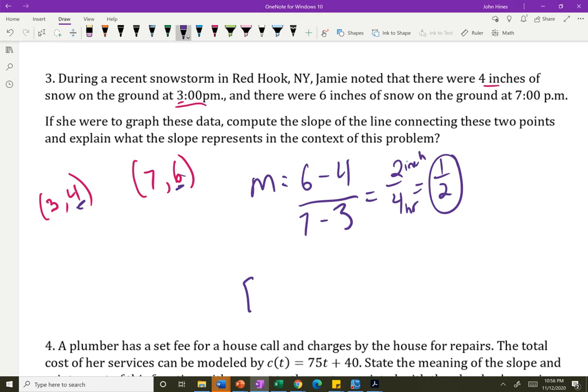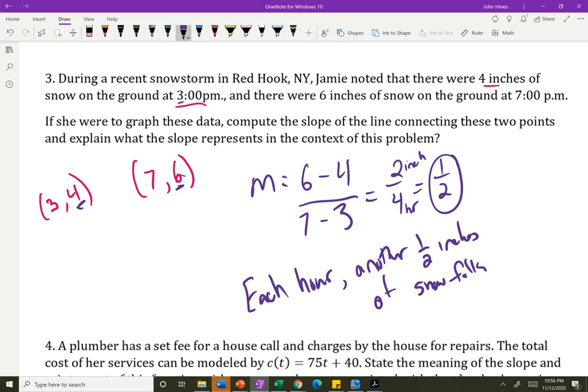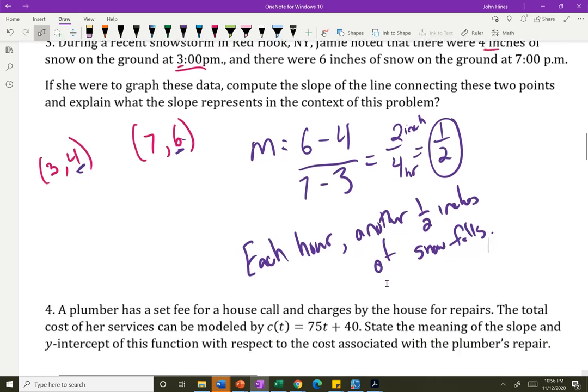So for every hour, another 1/2 inch of snow falls. That's what my slope is telling me. For every x, what happens to my y value? Another 1/2 inch of snow falls or accumulates on the ground. So it's my change in y over my change in x.